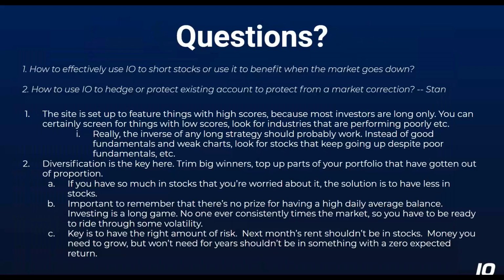All right, let's get to the questions. Stan asked essentially if we could show how to effectively use IO to short stocks or benefit when the market goes down, or also how to use IO to hedge or protect an existing account from a market correction. The stock is set up to feature things with high scores, because most investors are long only. You can certainly screen for ratings with low scores. In the stock screener, and on that sector and industry page I was showing you earlier, you can look at the bottom of the list instead of the top. Look for industries that are performing poorly.